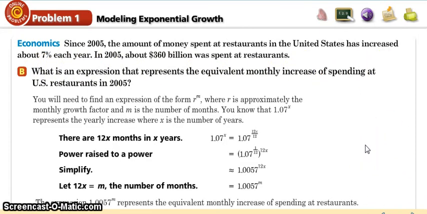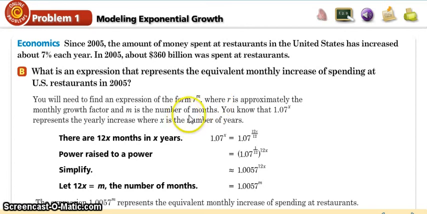How many months are there in a year? Okay, well, there's 12 months in a year. Now, what we're looking at here gets a little confusing, but you will need to find an expression in the form r to the m power. R is approximately the monthly growth factor. Okay, we've been doing yearly growth factor. This is approximately monthly. And m is the number of months.